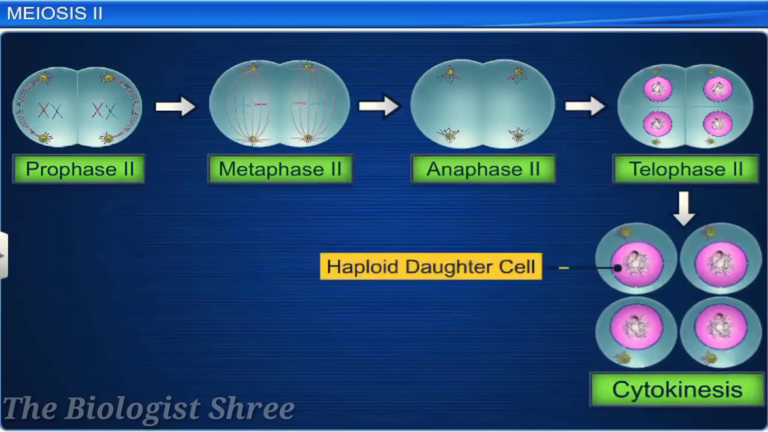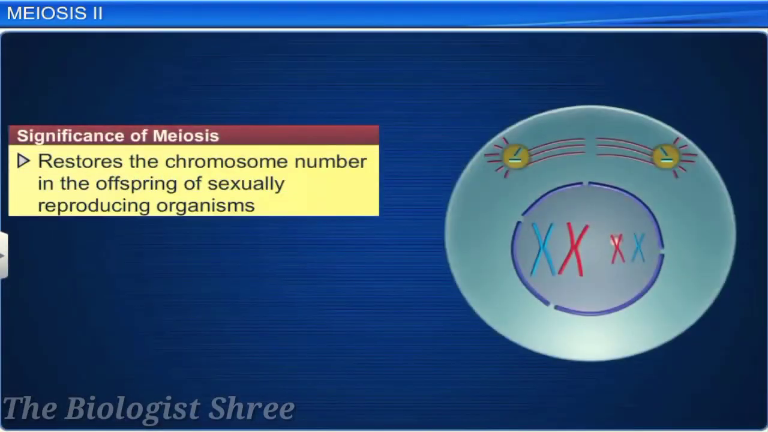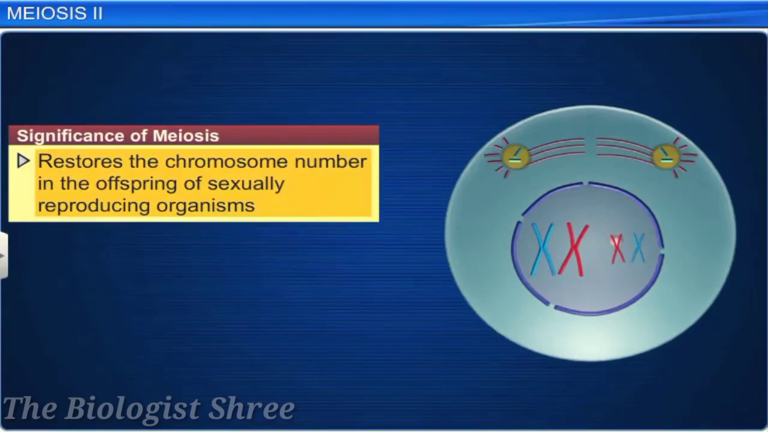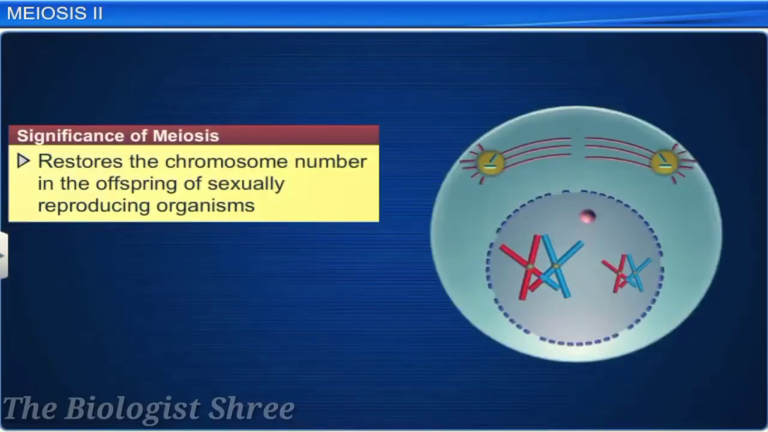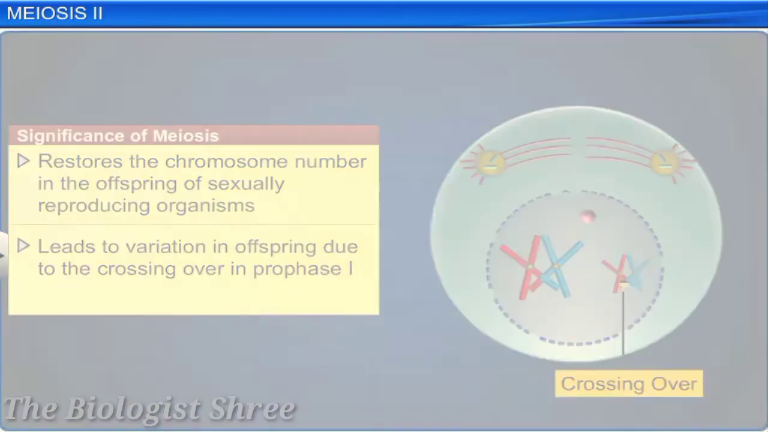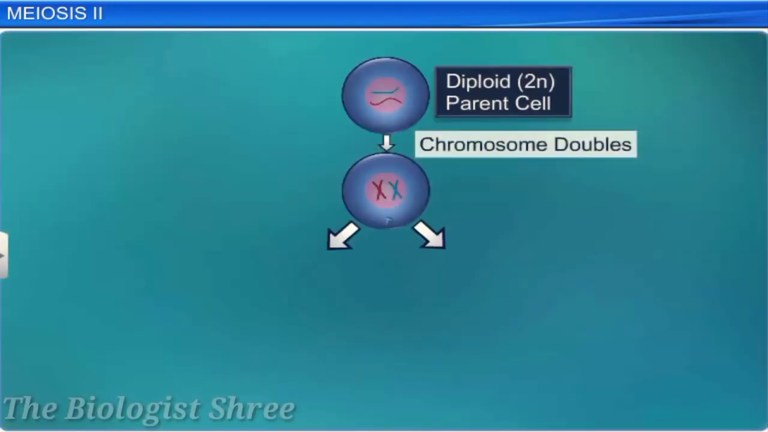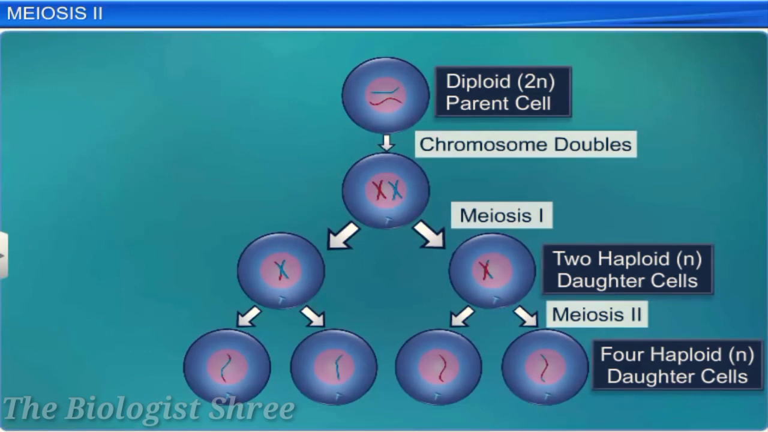Meiosis is a significant process in sexually reproducing organisms. Meiosis in germ cells, followed by the fertilization of gametes, restores the chromosome number in the offspring of sexually reproducing organisms. Another significant feature of meiosis is that it leads to variation in offspring due to the crossing over in prophase 1, during which genetic materials recombine. Variation plays a very important role in the process of organic evolution. Meiosis plays a vital role in sexually reproducing organisms. The process takes place only in reproductive cells or germ cells, and is also known as reduction division, as the number of chromosomes is reduced to exactly half in the daughter cells.